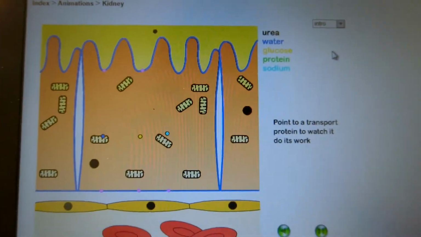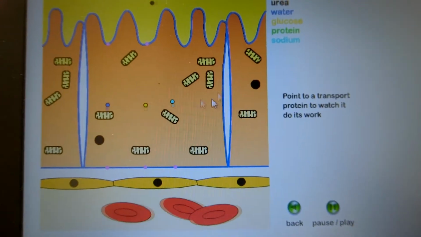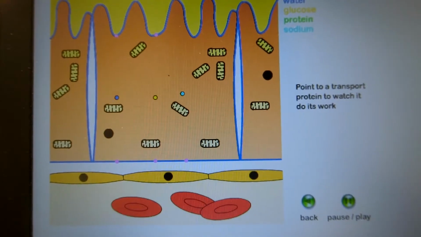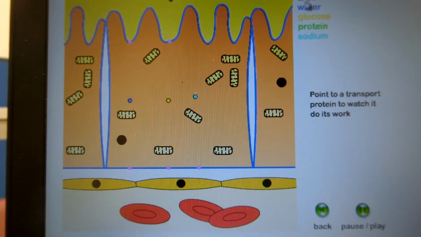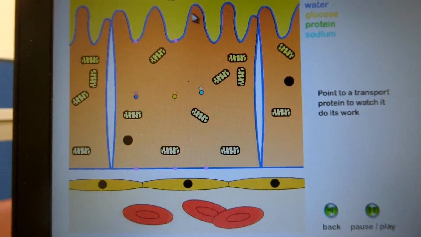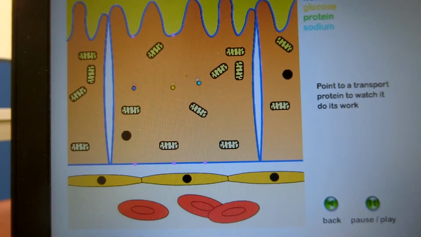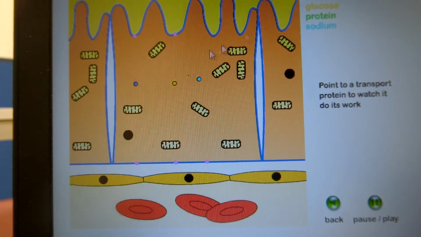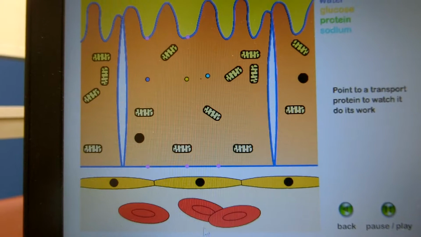Okay, so this is a zoom in of your proximal convoluted tubule. This is your blood vessel, and this is your proximal convoluted tubule, the lining of it. If you notice, in the lining here, initially from the ultrafiltration stage, you have your urea, water, glucose as well as sodium that has been filtered. So what happens here is that urea is not being reabsorbed. Only water, glucose and sodium are being reabsorbed back into your bloodstream.